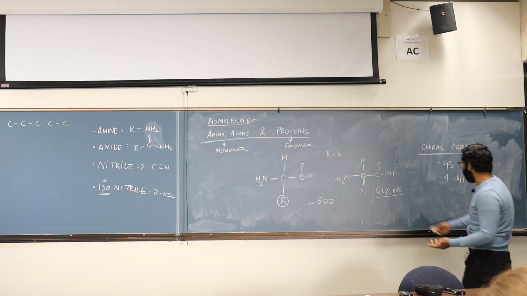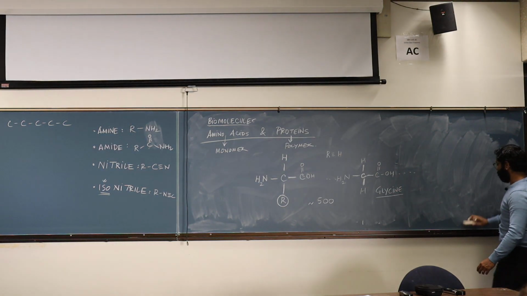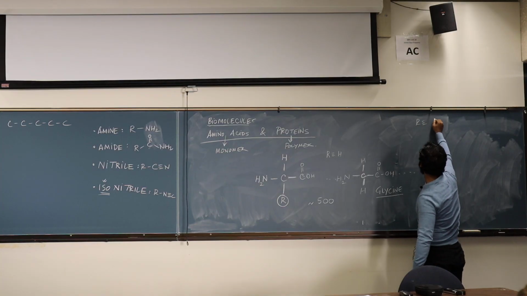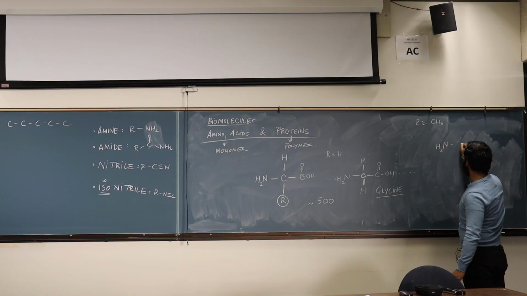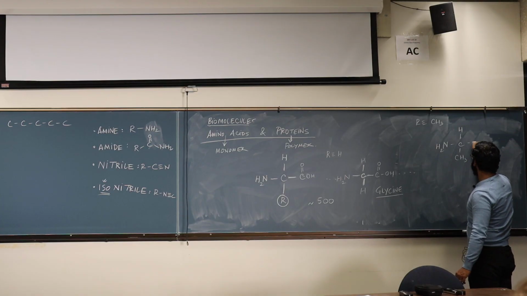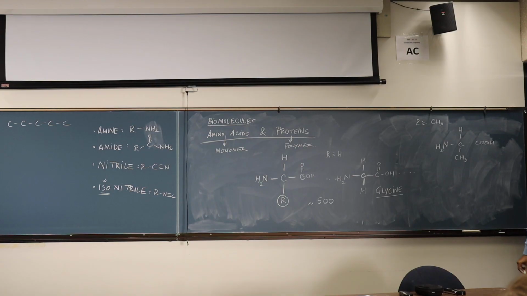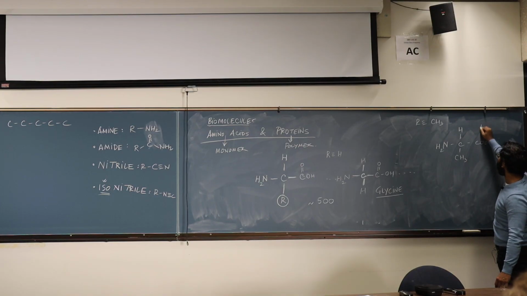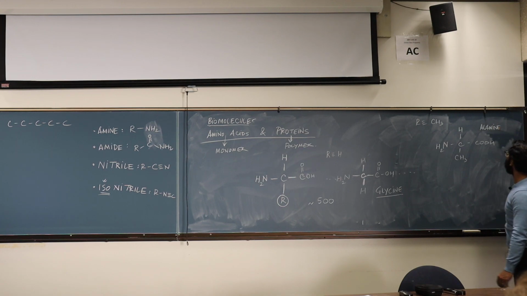So you can see, so when the R becomes a CH3, what will you get? NH2, CH, CH3, COOH. This thing is alanine. You just change that R to a CH3.